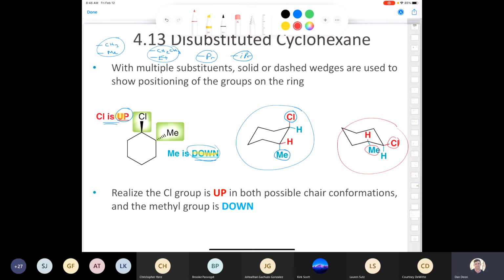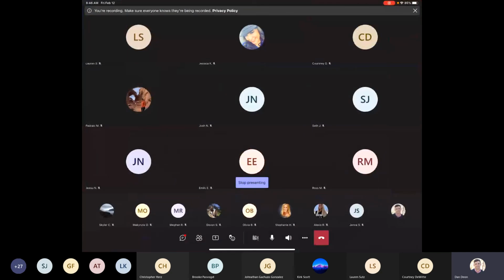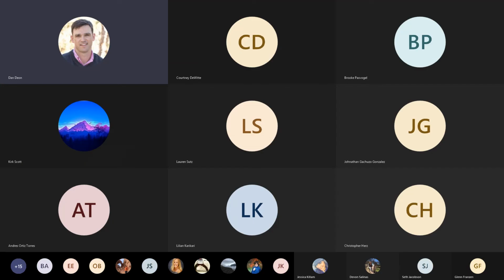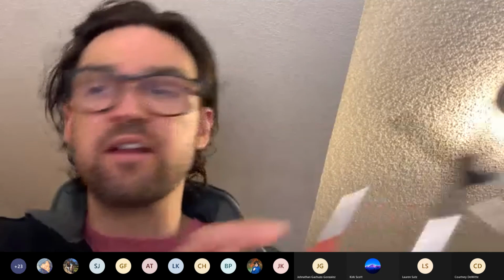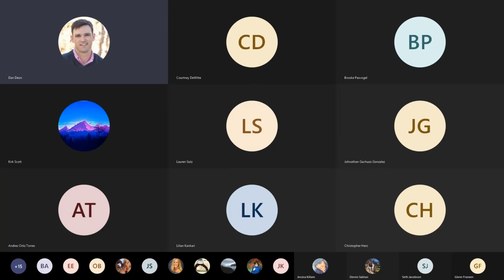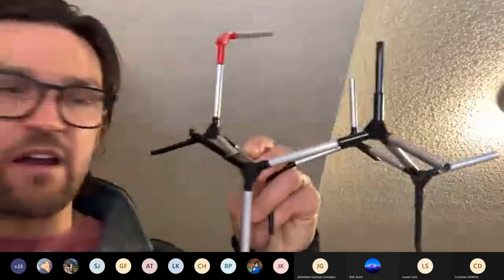Let me show you what happens when you make the model. I'm sure that most of you are just like, yeah, get on with it, I get it. But I'd like to show you with a model, very quickly. So we have a chlorine. Let's pretend that this red atom is a chlorine.